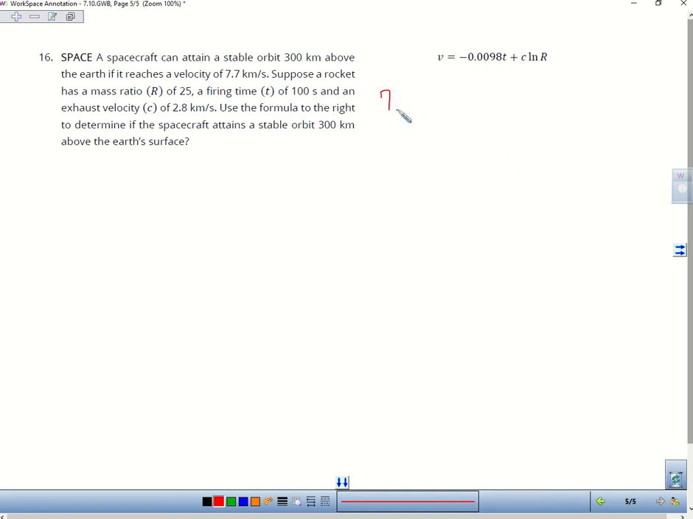So my velocity is 7.7 is equal to negative 0.0098 times time plus your C times ln of r. So you see how we were able to plug in for everything? Now, is there any variable to solve for here? No. What we're doing is we're just verifying that both sides of the equal sign basically equal each other, essentially. So I do this calculation on this side right here.